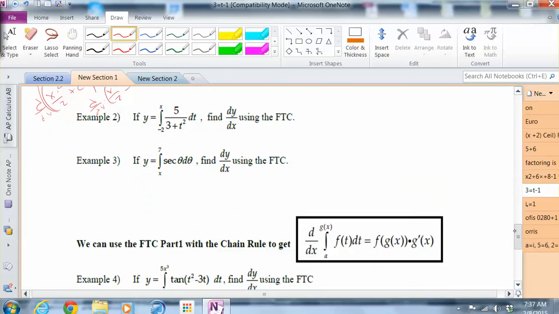So in the case of example 2, that's just going to be 5 over 3 plus x squared. Just replace x with t. So replace t with x. Or in this case, if you reverse it, because you have a constant at the bottom, that'll be negative secant x.